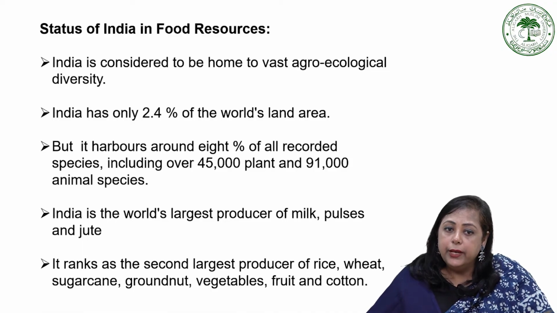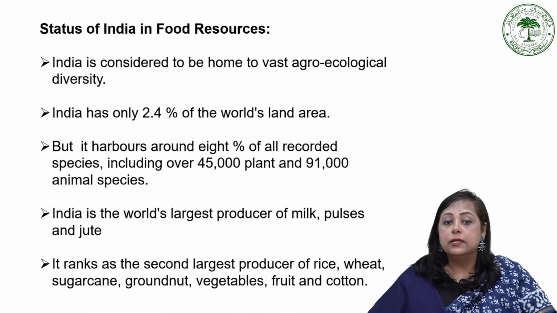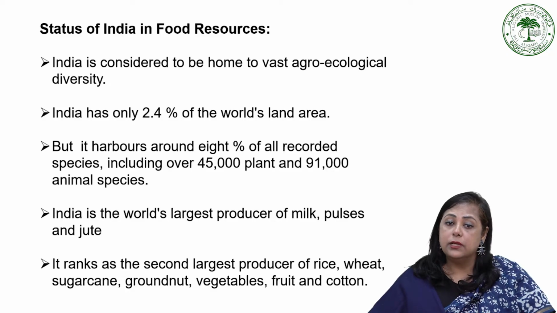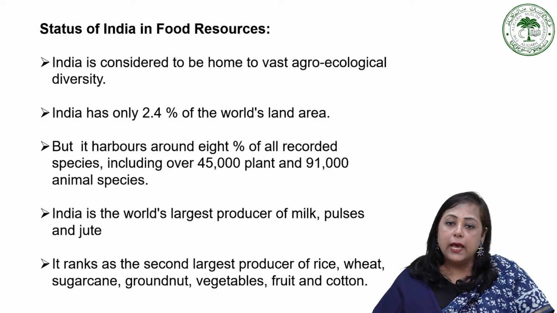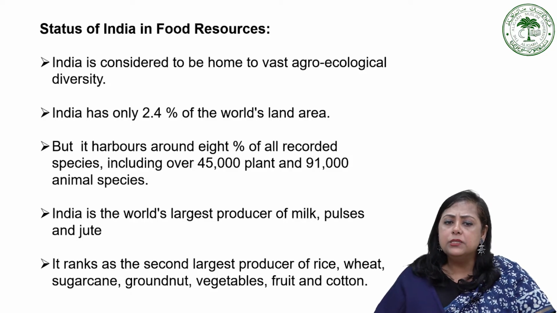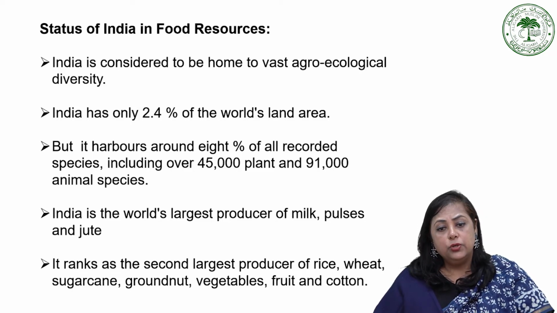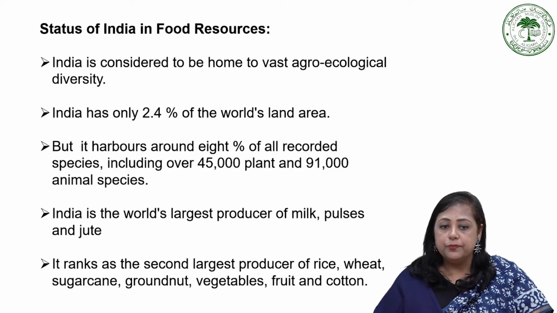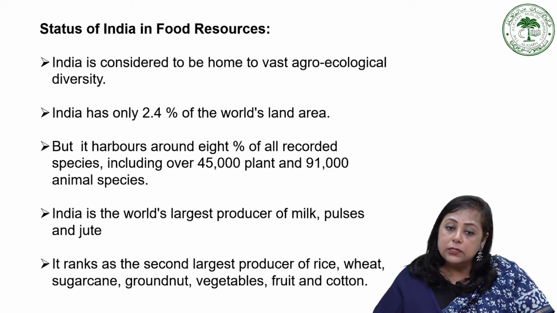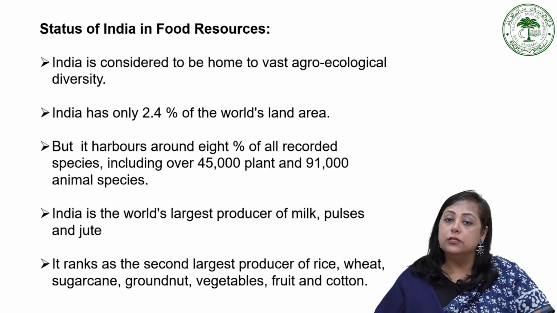So, the status of India in food resources. India is considered to be home to vast agroecological diversity. India has only 2.4% of the world's land area, but it harbors around 8% of all recorded species, including over 45,000 plant and 91,000 animal species. India is the world's largest producer of milk, pulses and jute.